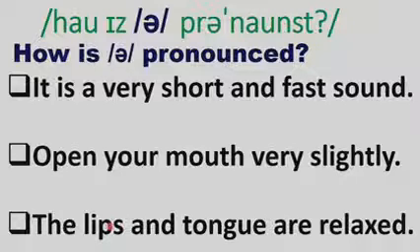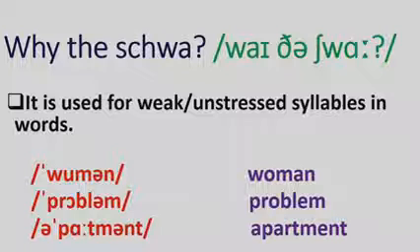The schwa is called schwa, but the pronunciation is a very short and fast sound. You open your mouth very slightly in pronouncing, and the lips and tongue are relaxed. One thing is that it is letter e that has been turned 180 degrees. The next question is, why the schwa? It is used for weak and unstressed syllables in words.